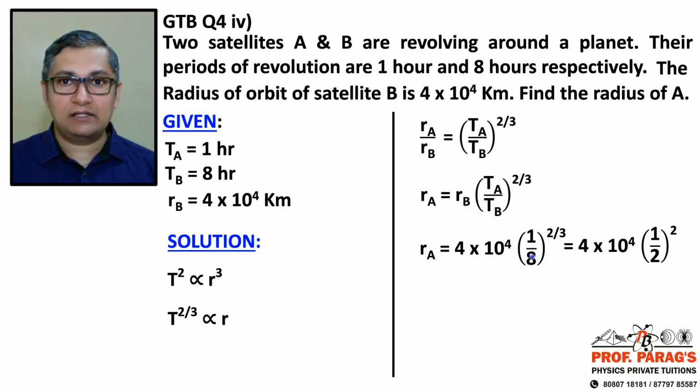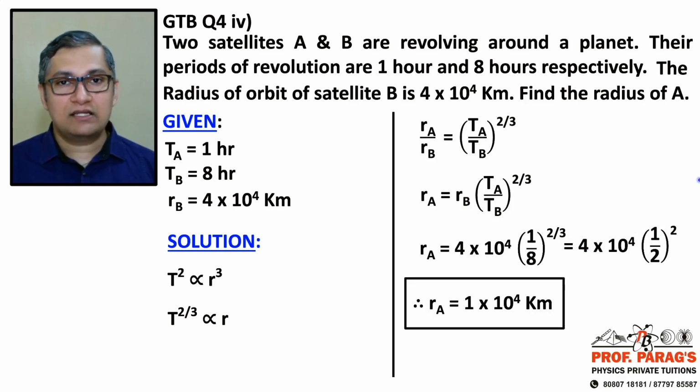So this 8 has become 2 in the denominator, and I've already taken the cube root, so the square still remains. So I have now 1 by 2 square. And what is 1 by 2 square? It's 1 by 4. So that 4 and this 4 will get cancelled off, and all I'll be left with is basically 1 into 10 raised to 4 kilometers. Okay, so that's the answer for the fourth one.